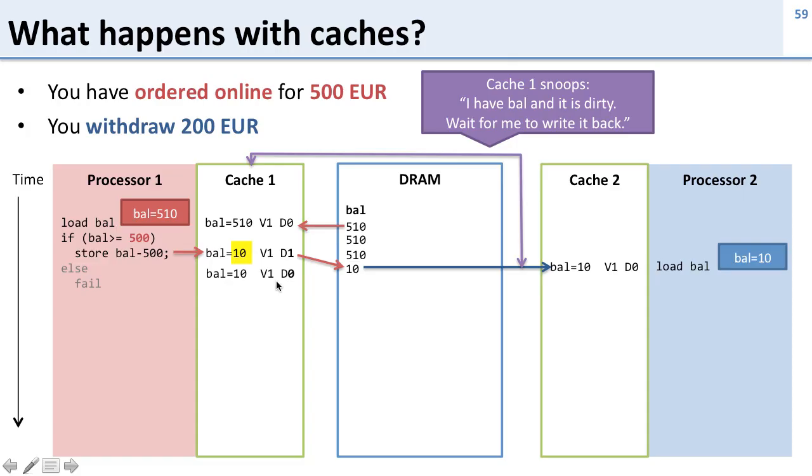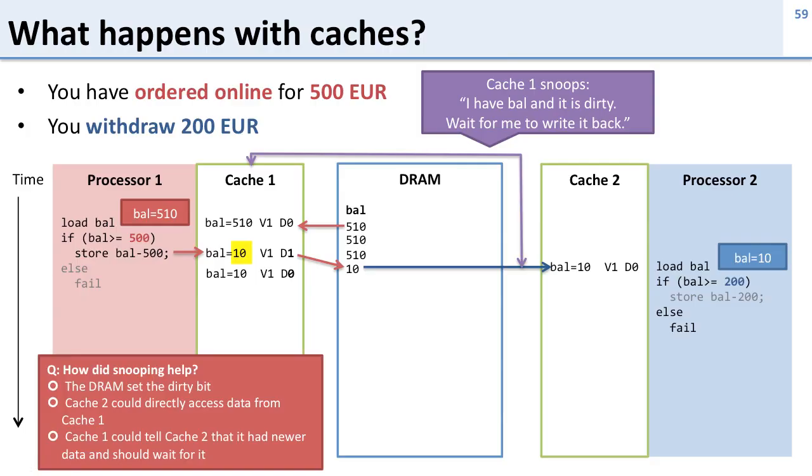You'll notice over here that cache 1 has now written the data back to DRAM. So this line is no longer dirty, and it's unset the dirty bit. Now we can go ahead and execute the program, and we're all done. So how did snooping help in this case?